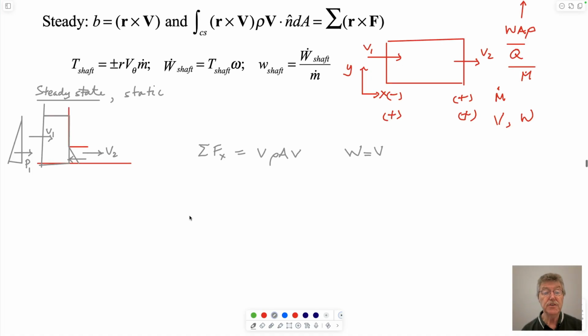We did the jetpack. Jetpack was exactly the same. Flow out of here, flow in here. We used exactly the same expression. We could have used Fx, I think we called it, equals W times density times area times W. That is because V, again, is equal to W in this case, and it's steady state.